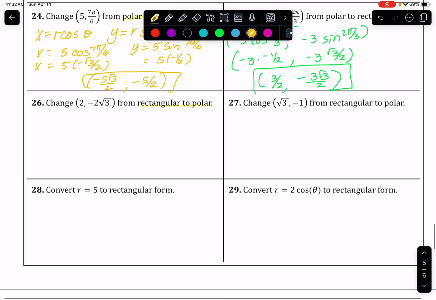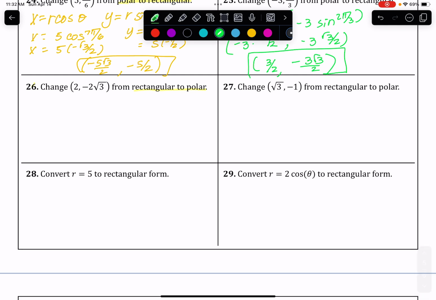Let's go on to number 26. We're going backwards now from rectangular to polar.